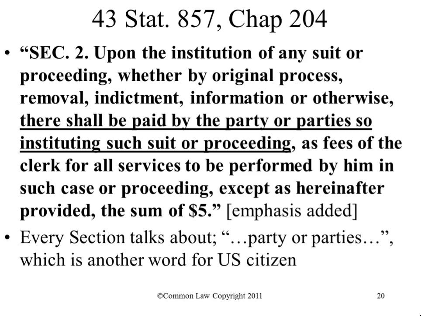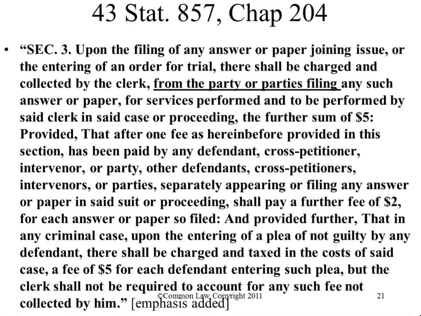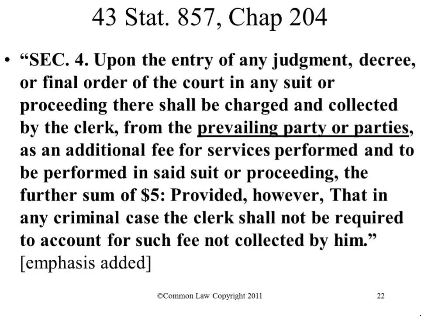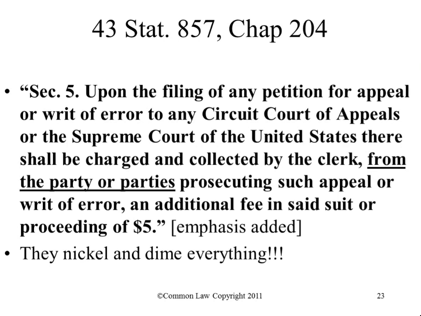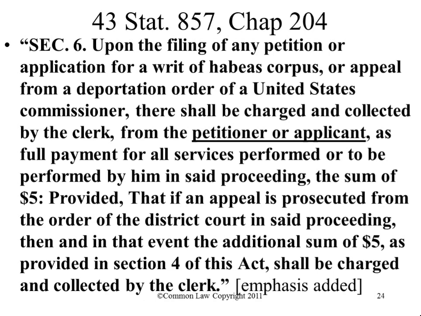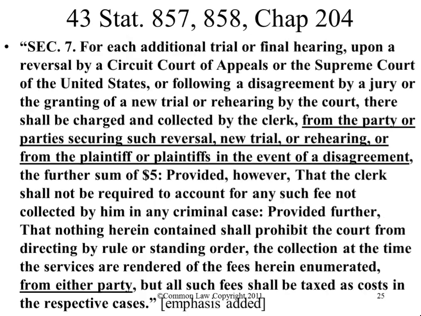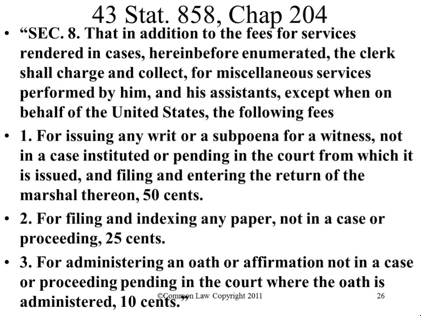Citizen. So party or parties, okay, every section. This is section 3, and it talks about party or parties, and this is section 4, and it talks about party or parties, and section 5, party or parties, and section 6, it talks about petitioner or applicant, those are persons again, and that means it's U.S. citizens, and section 7, party or parties. And then it goes on, it even says from either party. And section 8, and the clerk shall charge miscellaneous services except when on behalf of the United States the following fees. And then they go through a bunch of fees here, but it's all talking about party or parties.